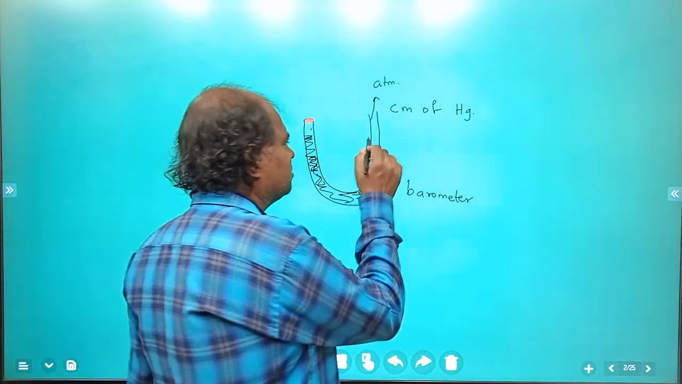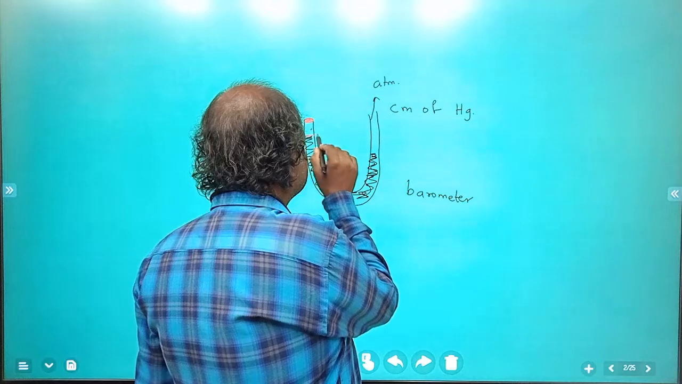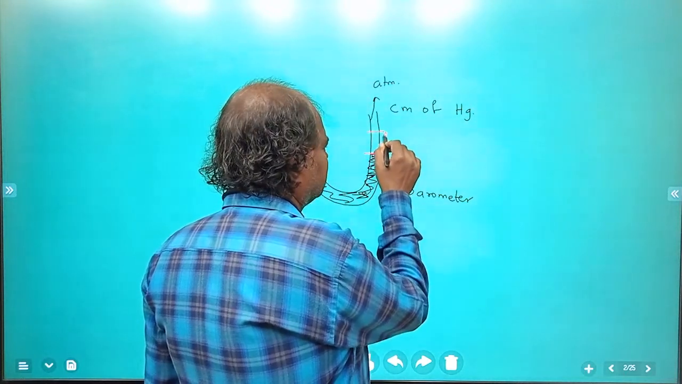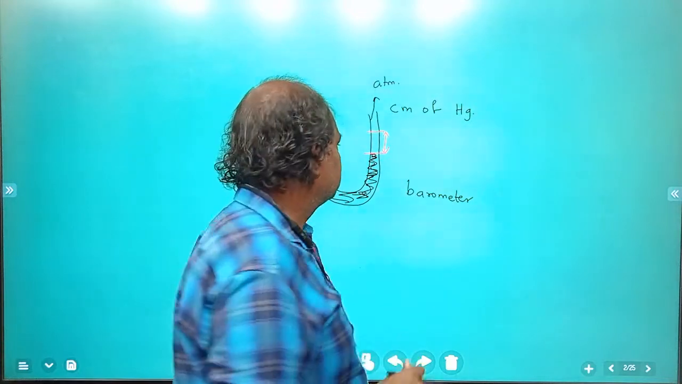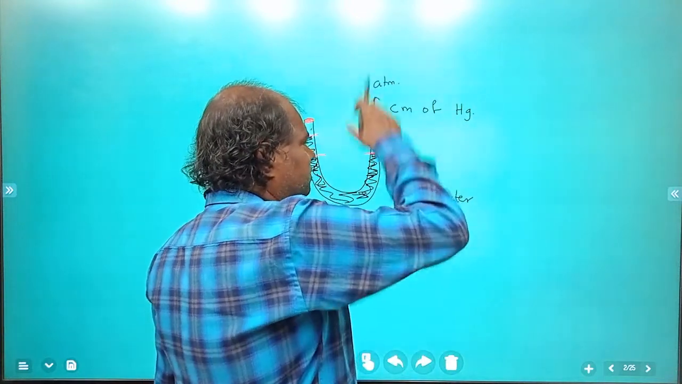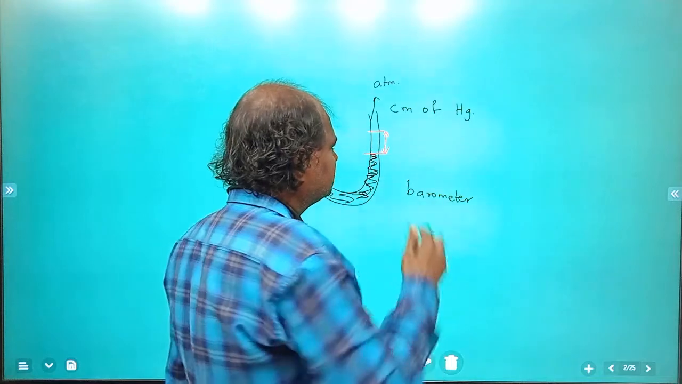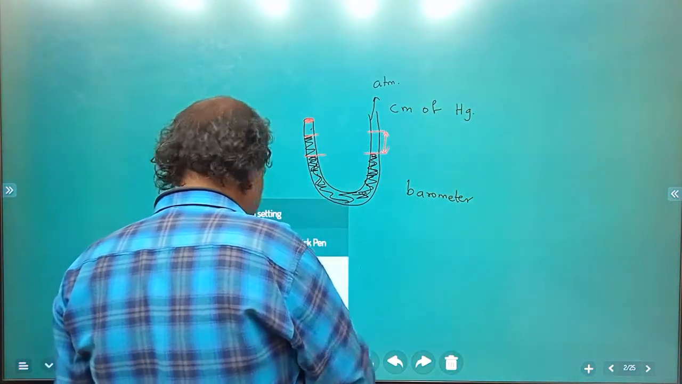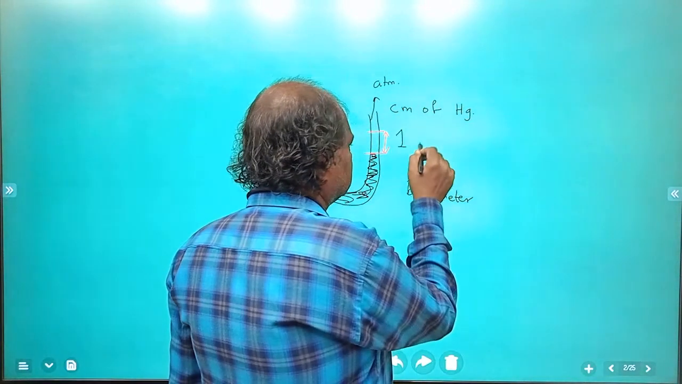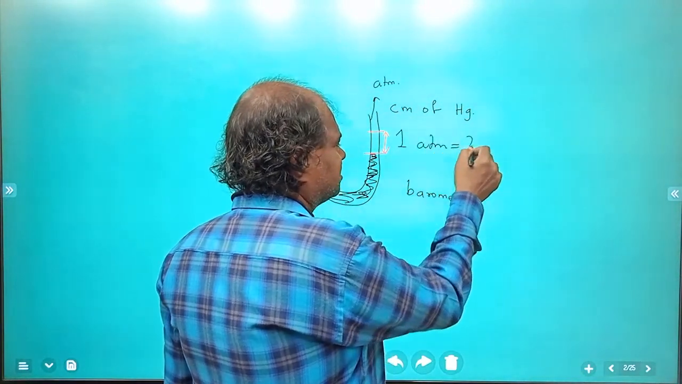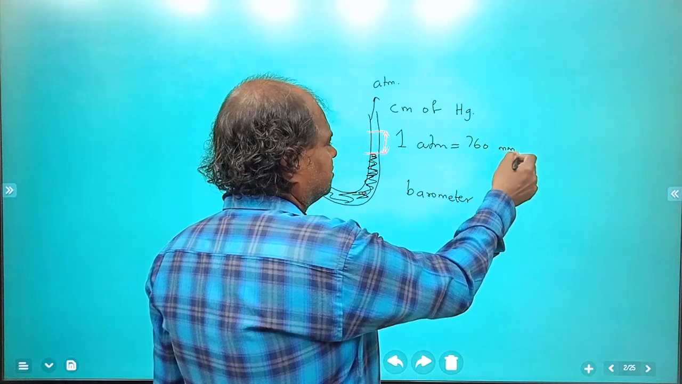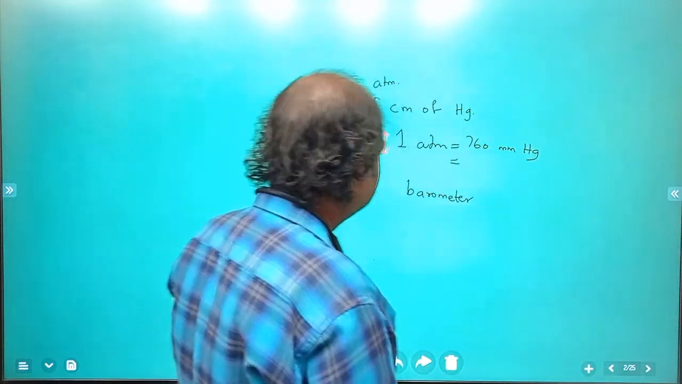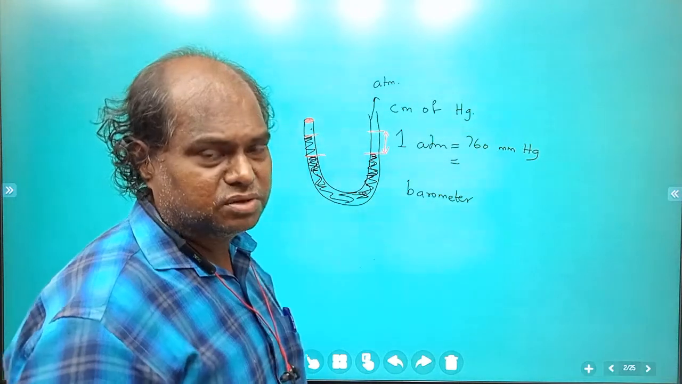Now, one atmosphere is equal to, and they'll measure this difference in height. Whatever the difference in height comes, this is the difference in height, correct? Because of the atmospheric pressure, it will come down. Now, this difference in height, normally for one atmosphere, comes out to be 760 millimeters of mercury. Or if you want to write in terms of centimeter, one atmosphere is 76 centimeters of mercury.